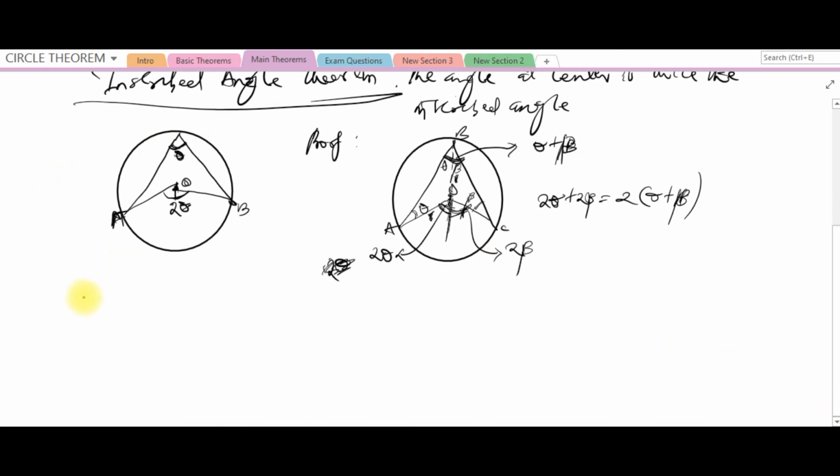The next theorem is Bohr's theorem, or angle in the same segment. Let me give a quick example to illustrate this theorem.